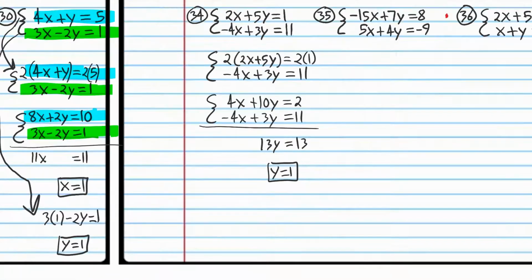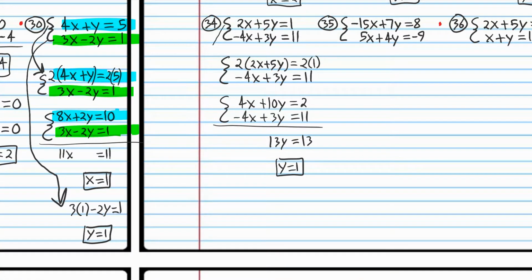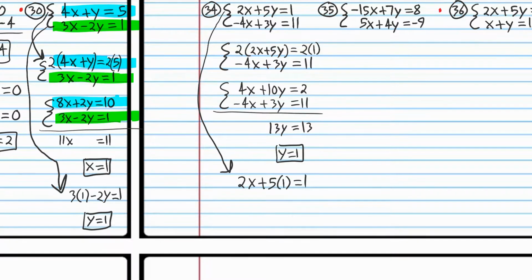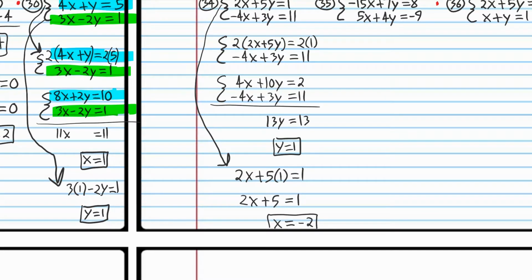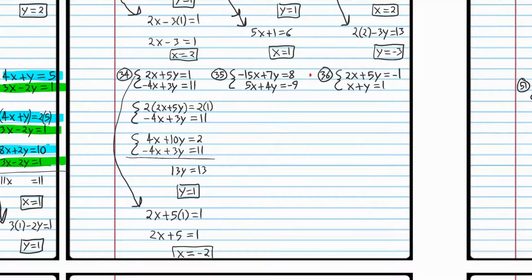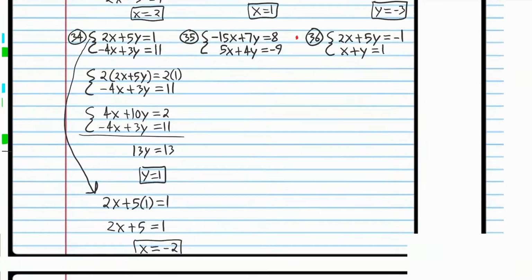Good job. Now I'm going to use the top equation to find x. And we simplify. Subtract 5 from both sides, divide both sides by 2, and we know x is equal to negative 2. So we got negative 2. Good job. All right, try 35, and when you come back, we'll do it together.